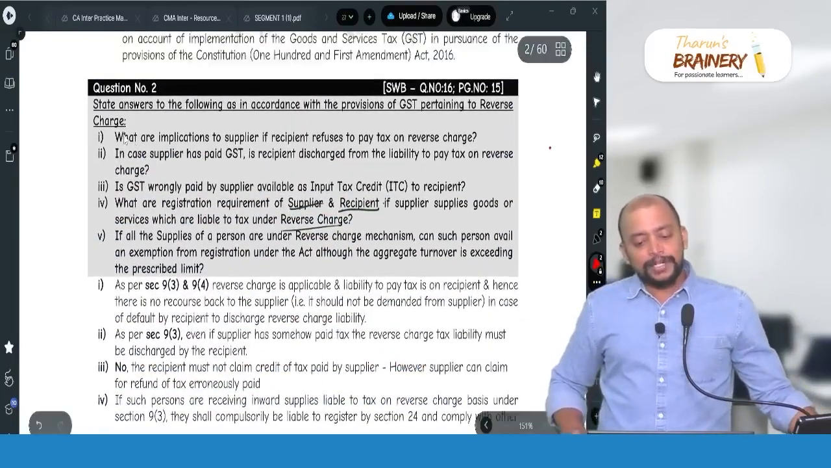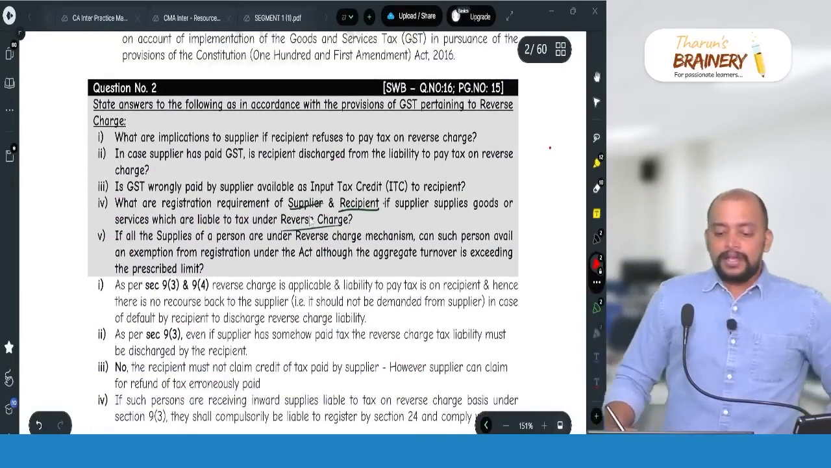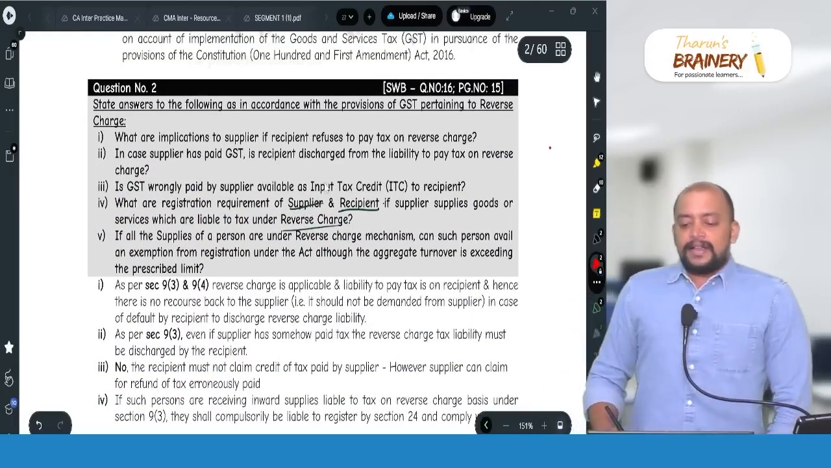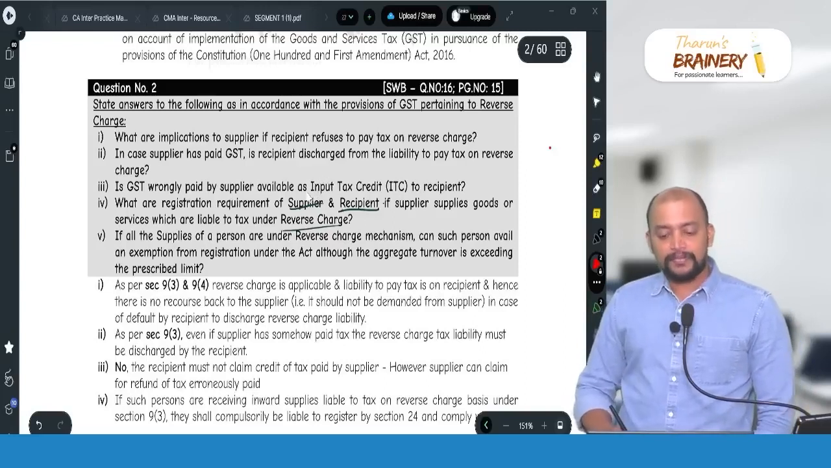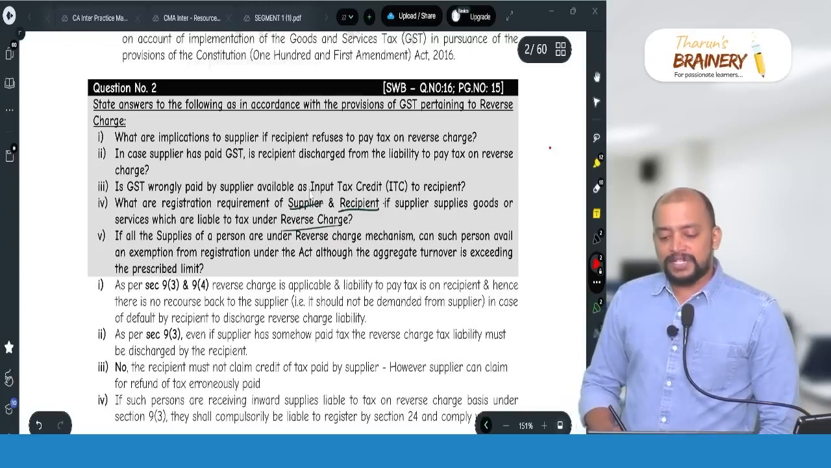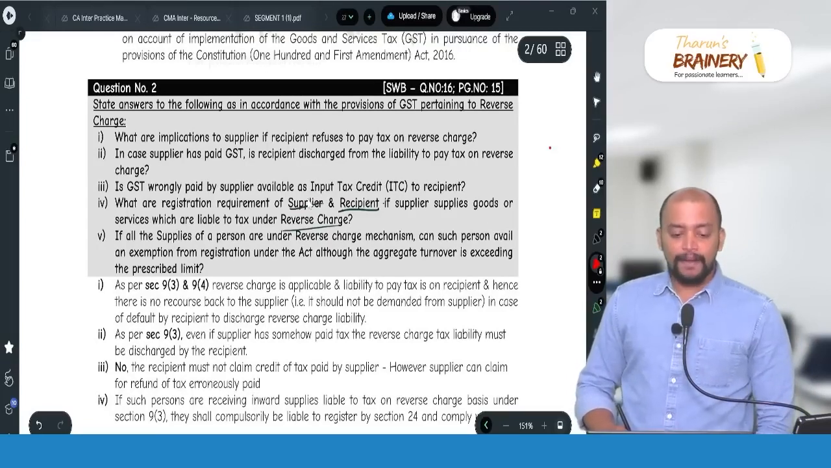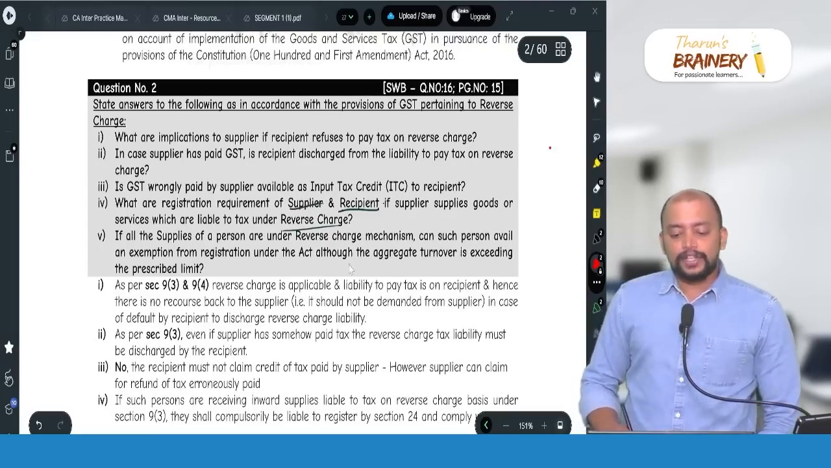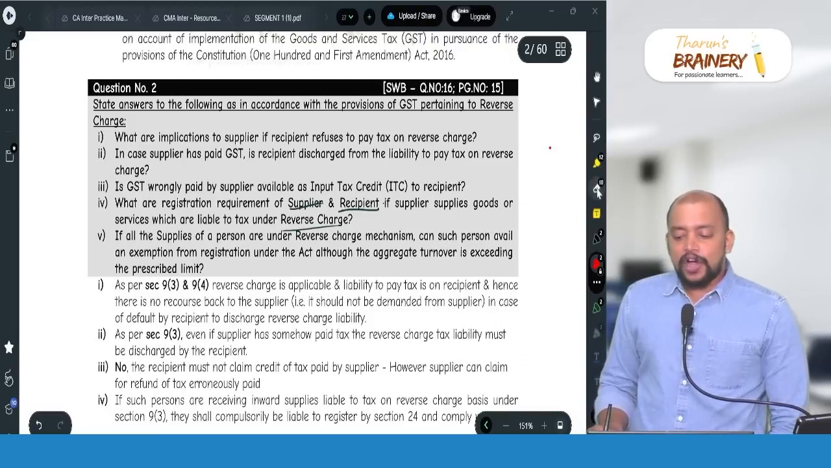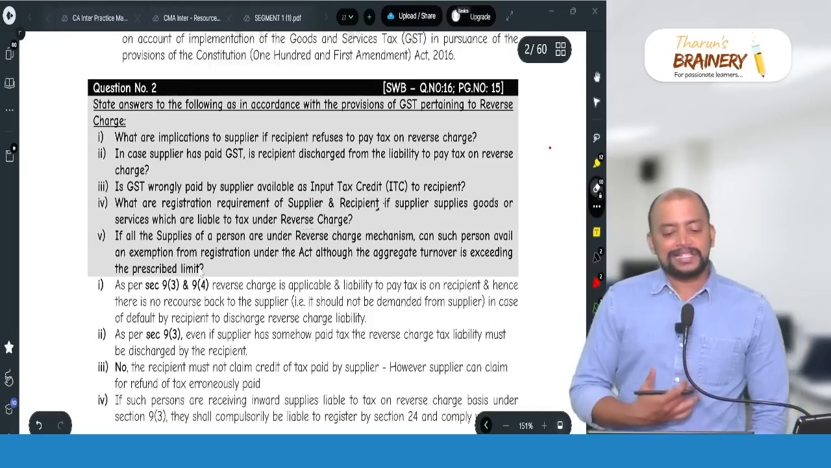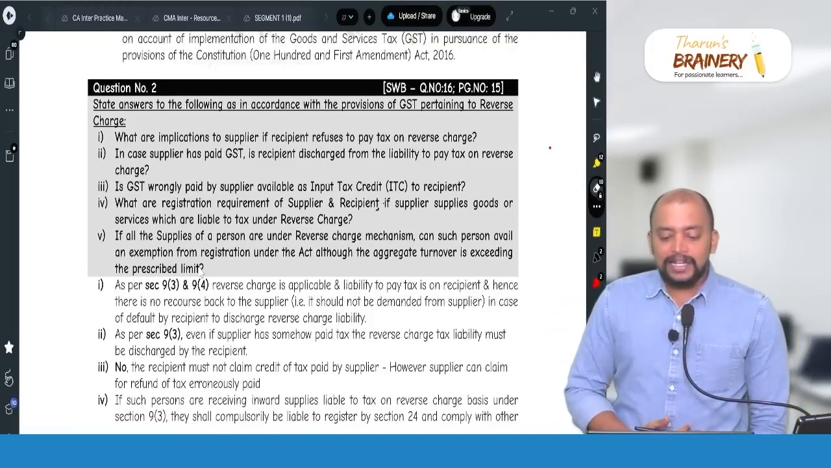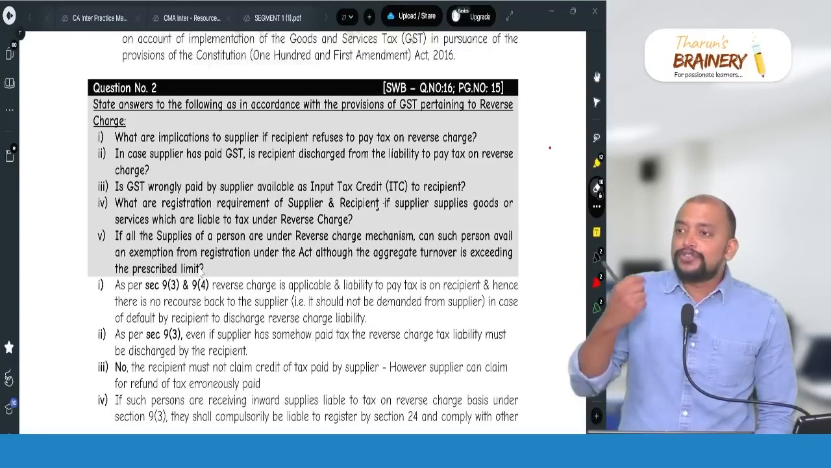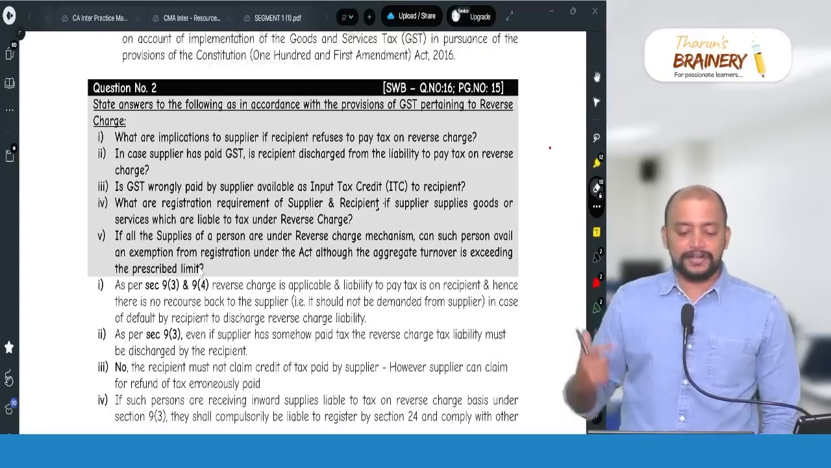Then question number 2. Question number 2 is in page number 15 of your latest solved workbook. Question number 16 and page number 15. State answers to the following in accordance with the provisions of GST pertaining to reverse charge. What are the implications to the supplier if recipient refuses to pay tax on reverse charge?